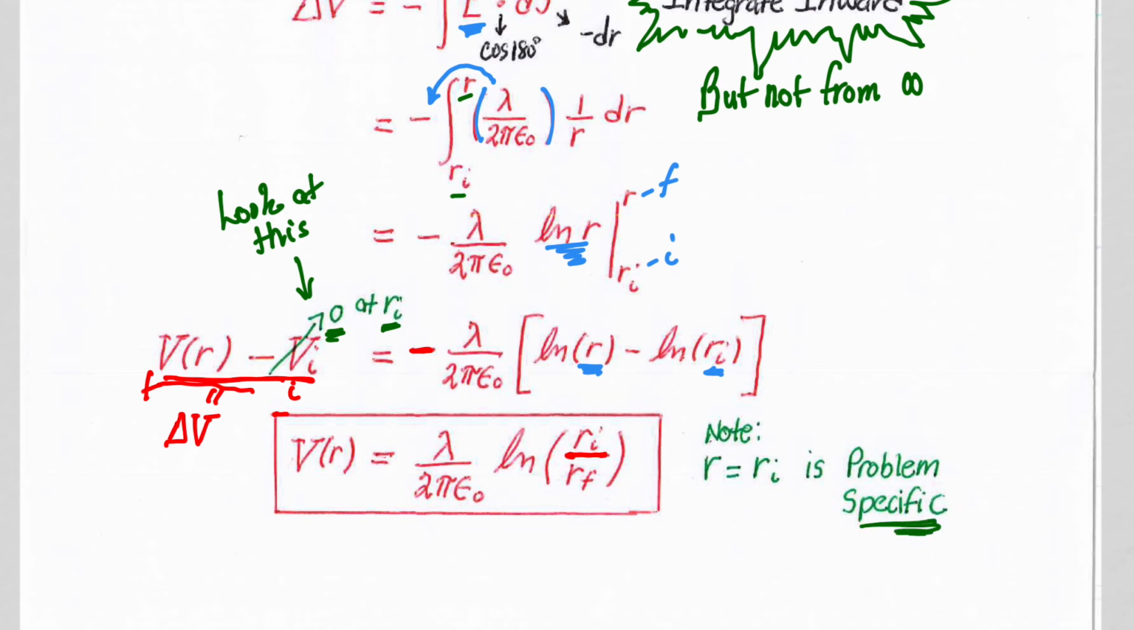Anytime you look at a problem, you're going to have to see where they are starting and where they are ending the problem. Make sure that the R initial value will give you the voltage equaling 0. And that's what we want. We want the voltage value to be 0 at our reference, and that's exactly what happens. So at R final, when R final equals R initial, we get the natural log of 1, which equals 0.